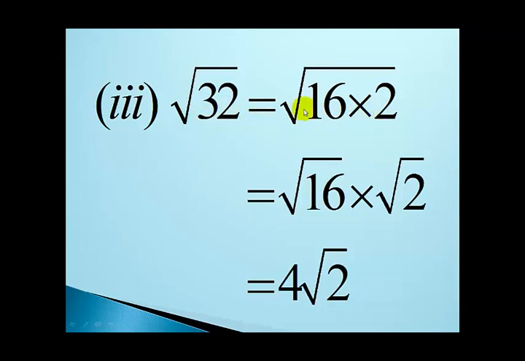Now the square root of 16 times 2 is equal to the square root of 16 times the square root of 2. Because 16 is a perfect square, when you take the square root of 16, the answer is 4, a whole number without a remainder. That is why 16 is a perfect square. So we have 4 times the root of 2, and 4 times the square root of 2 is equal to 4 root 2. This means that the square root of 32 is equal to 4 root 2.